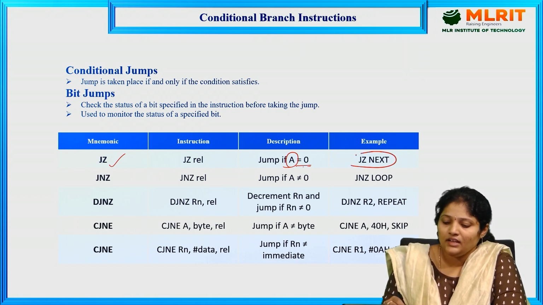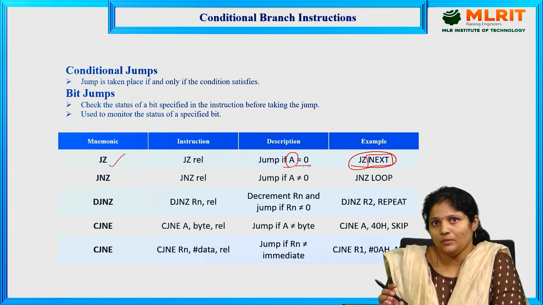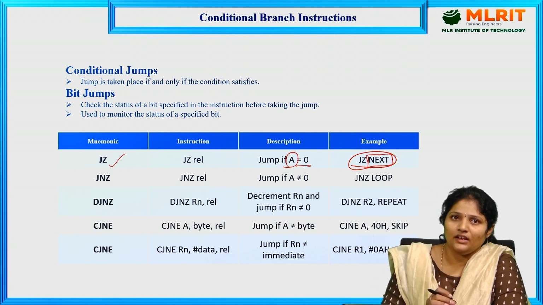Let's see here, JZ, jump if 0. It will check whether A is 0. If A equals 0, then it will jump to the location next. Here, next is a label. Under this next, certain instructions will be there, so the controller will move to those particular instructions and execute them.